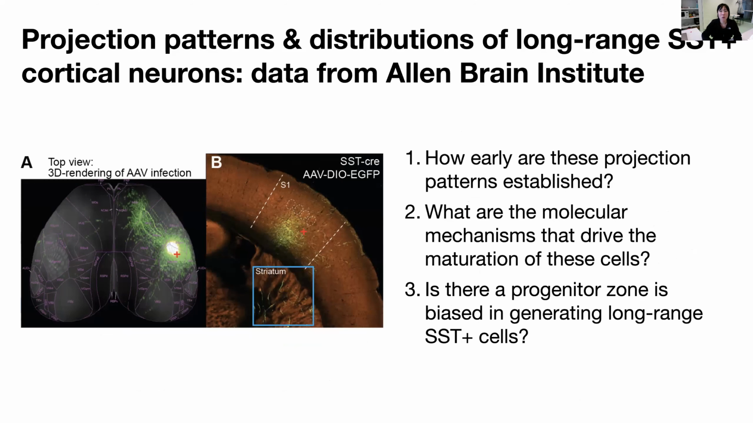So with these, we start to ask, how early are these projection patterns established? What are the molecular mechanisms that drive the maturation of these cells? And is there a progenitor zone that is biased in generating these cell types? So in the interest of time, in the next three to four minutes, I'm going to talk more or less about points two and three. For the molecular mechanisms we think are driving the maturation of these cell types, one of the candidates would be POU3F2, BRN2, because of their acute expression in these different cell types.